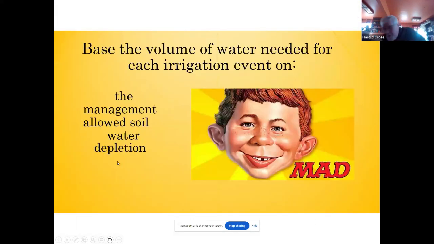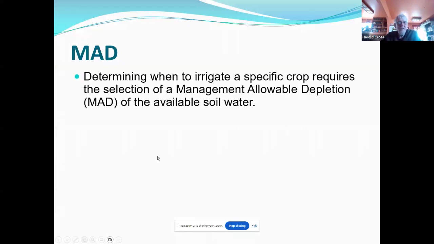Now we're going to get into the management of the water, and I put this in here because people can remember Mad Magazine back then, and they'll remember this concept: the management allowed soil water depletion. And this is absolutely critical in designing your irrigation system. How much water, the maximum allowed depletion of water in that soil profile before you have to come back and irrigate. And that's illustrated in a percent. So MAD, determining when to irrigate a specific crop, requires a selection of a management allowed depletion of the available soil water.